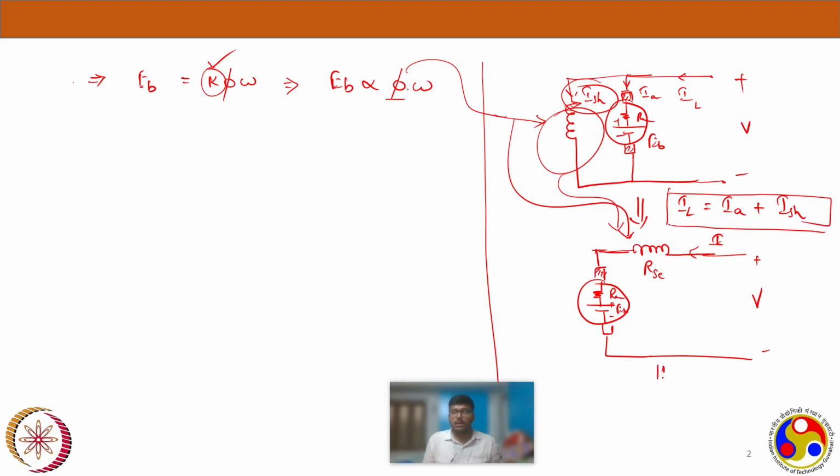But in a DC series motor, whatever current is drawn by the DC motor, the same current flows through the series winding, that is the field winding, as well as the armature winding, because the armature winding and series winding are placed in series. So in this DC series motor, the relation is IL equals IA equals ISC. All are the same because my motor is in series.